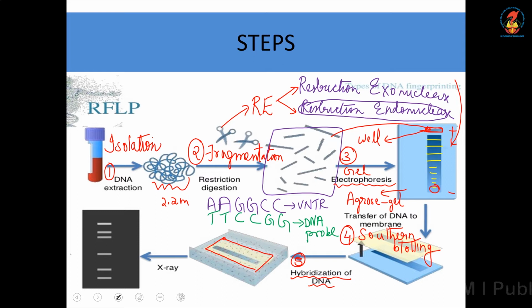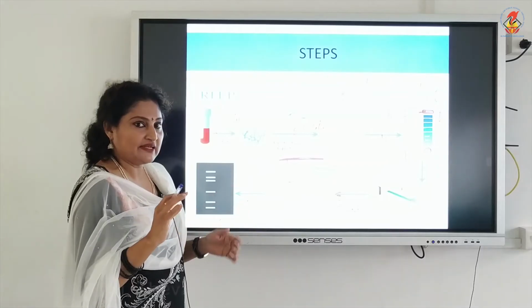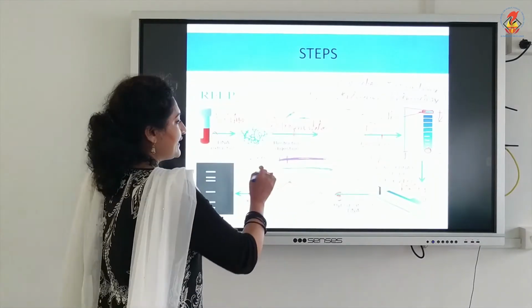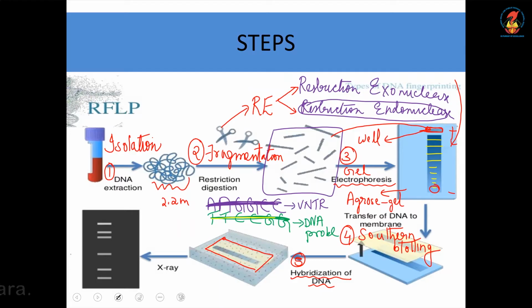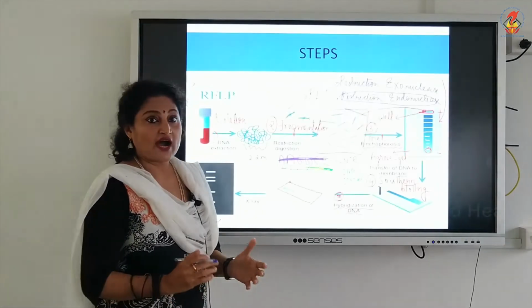There's another technique of identifying the VNTR of that person. So this violet should be the VNTR of the person, and the green represents the DNA probe. The DNA probe, remember, is complementary to the bases on the VNTR, not complete. And this DNA probe is labeled with a radioactive isotope. Now it is ready for hybridization.